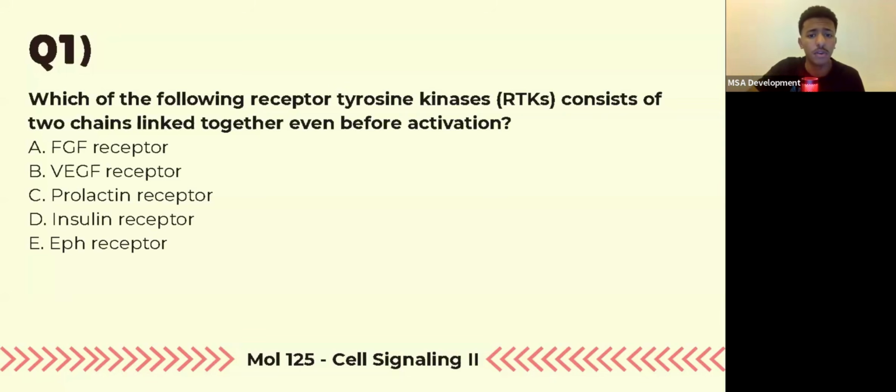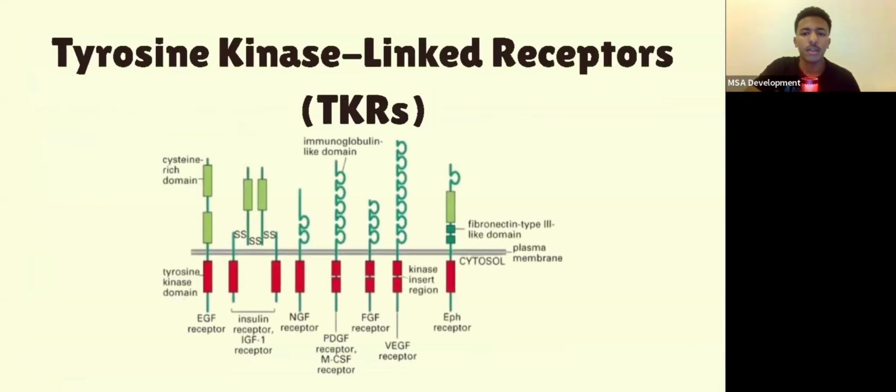Question 1. Which of the following receptor tyrosine kinases, RTKs, consists of 2 chains linked together even before activation? Okay, you should know this, but we're going to go through it. 3, 2, 1. RTKs, we have a couple of them over here. And honestly, the only thing you should know is that they dimerize when a substrate is bound to them. When a substrate is not bound to them, they're separate, okay? There's 2 exceptions, and the doctor likes to ask about them.